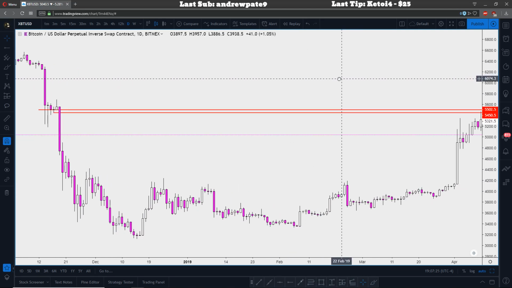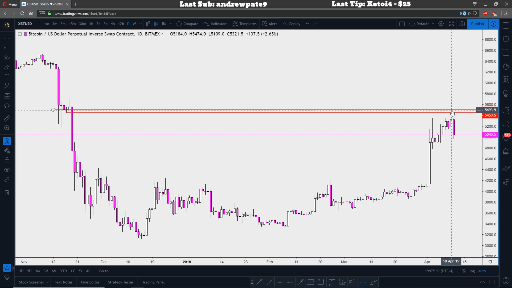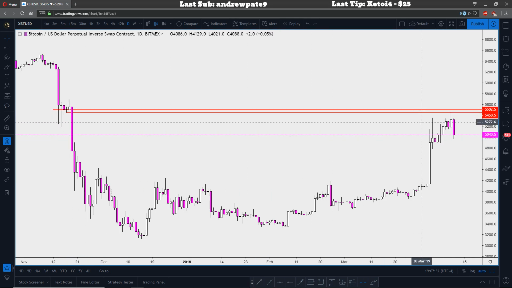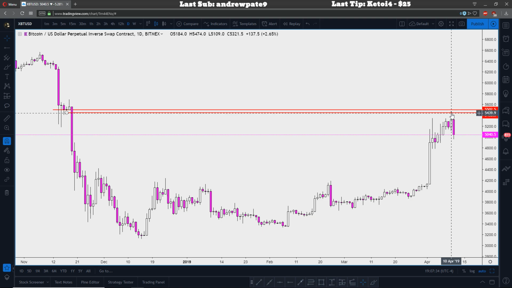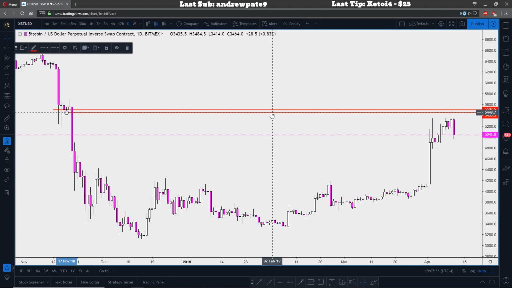And look at where price is failing currently. We wicked up into that resistance and we were not able to break that resistance point. We just saw a failure from that resistance. So if you were using this style of trading, you would have taken a short once it tested it and was not able to break it. So that's for our resistance.